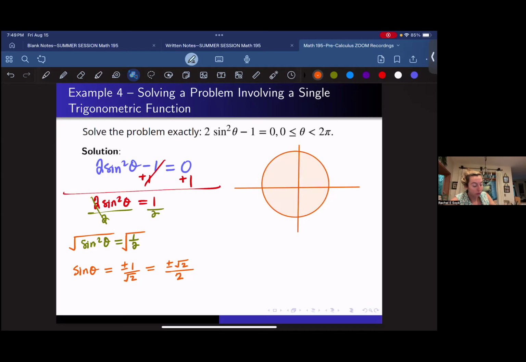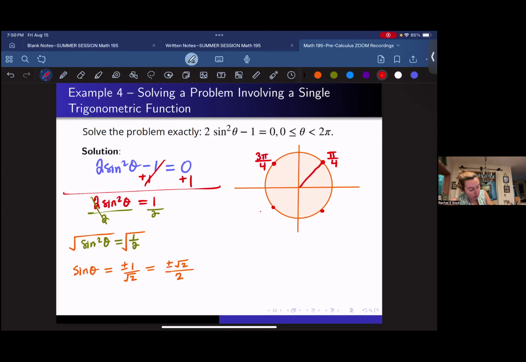Now all 4 quadrants are free game, meaning we are going to end up having 4 potential solutions for this problem. And so now you want to ask yourself, sine of what angle gives you square root of 2 over 2? And this is simply pi over 4. So now let's plot in our reference angles for pi over 4. And when we do, we have pi over 4 here. And then pi minus pi over 4 is 3 pi over 4.